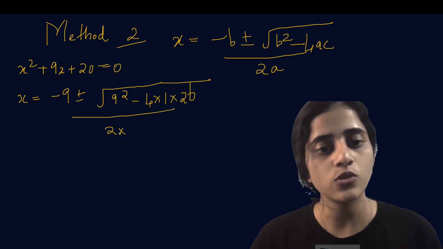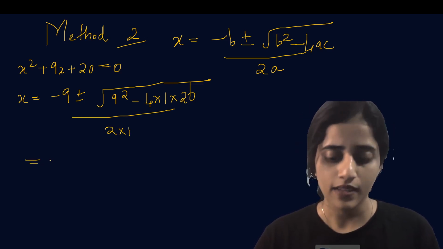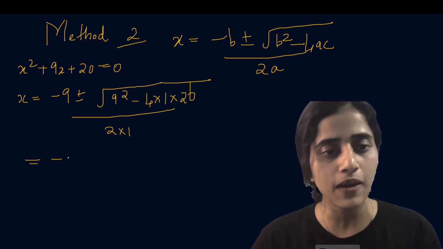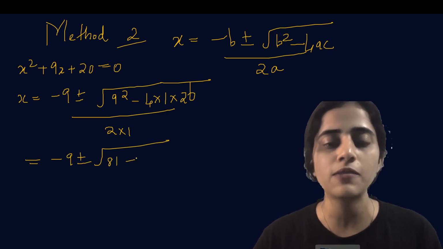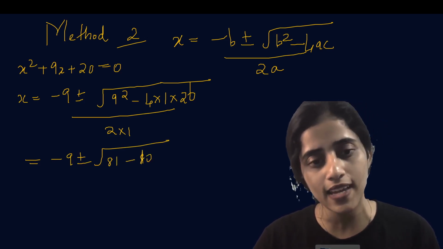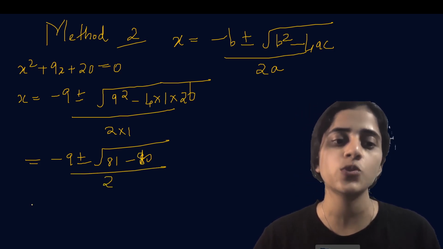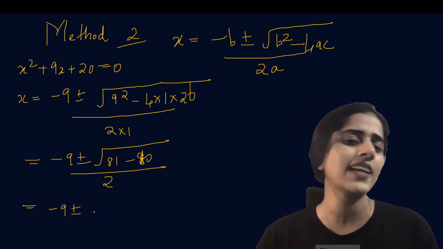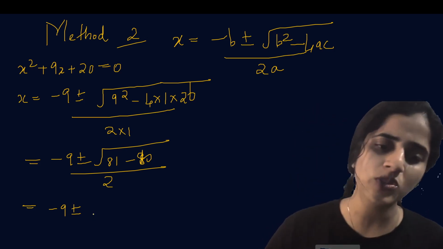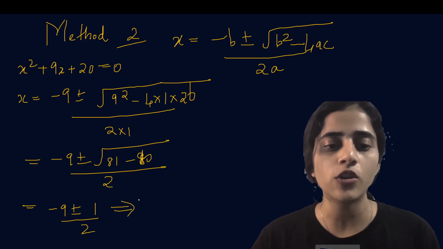So 2 into, how much is a? 1. So 2 into 1. Now solving the math, I will get minus 9 plus or minus square root of 9 square, which is 81, minus 4 into 20, which is 80, divided by 2. That is minus 9 plus or minus square root of 81 minus 80, which is 1. Square root of 1 is 1, so 1 by 2.